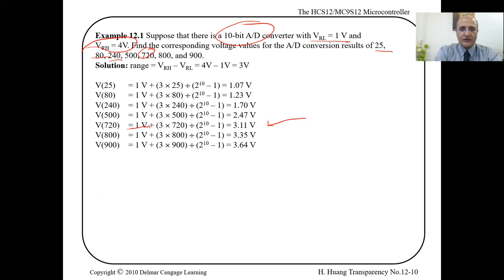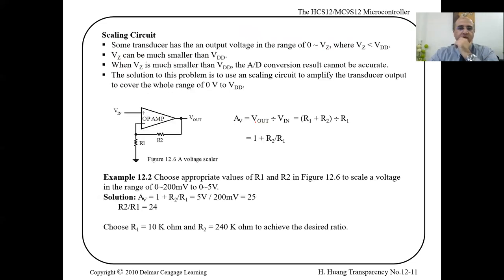My voltage reference low is 1 volt. My reading is 720. I found it inside the register. Times the range, 4 minus 1 is 3. This is the range, over 1023. Then the voltage outside is 3.11 volts, and so on. So these are just reminders.